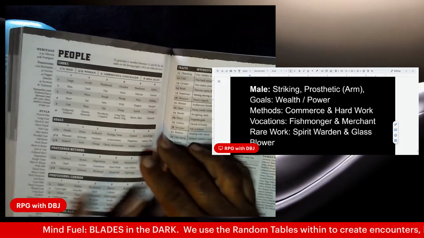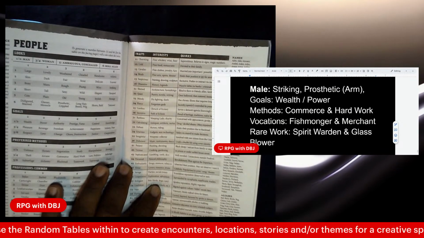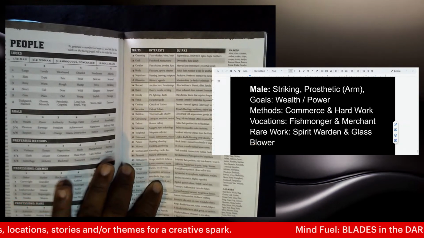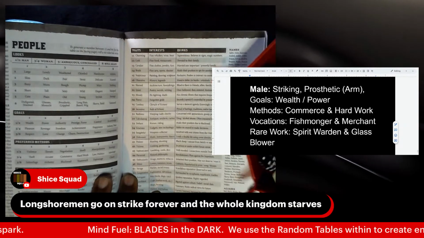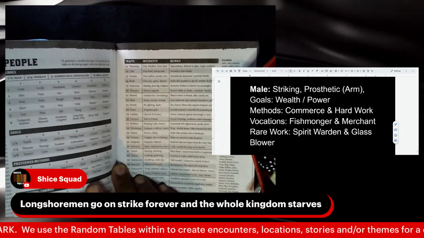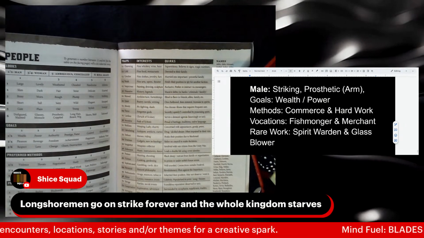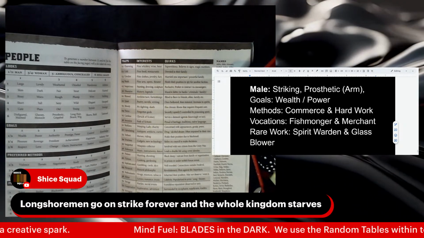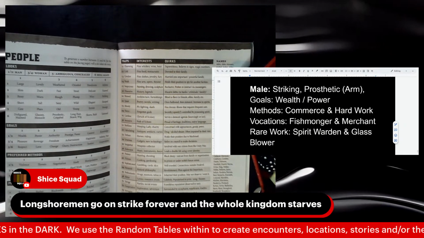And then lastly, what we have here are traits. Let's see if I can get, I doubt it's going to show up for everyone. Shice's longshoremen go on strike forever and the whole kingdom starves. Why the hell not? Right? I mean, maybe that's what this person is trying to do, right? And they don't necessarily have to do this for the good of the people. This person might be just saying, listen, if I can get them to unionize and then go on strike, which starts to starve this place, then that means they're going to have to capitulate to my demands for power and money and things like that, right?